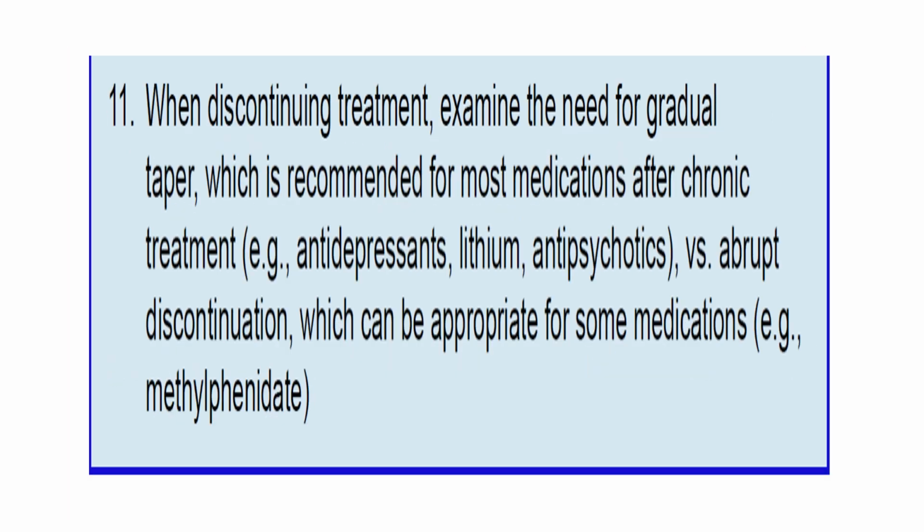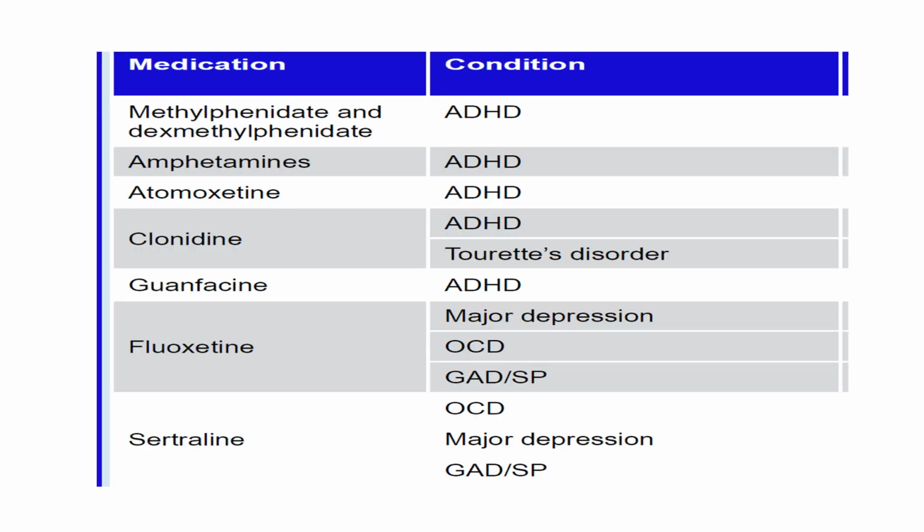Once you're discontinuing the treatment, examine the need, whether you should gradually taper. Most of the psychiatric medications cannot be stopped abruptly. You need to decrease the medication slowly and then stop it. So don't discontinue it abruptly. Lower the dose, taper the dose, and then stop it.